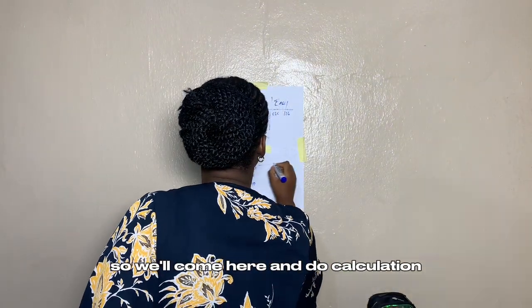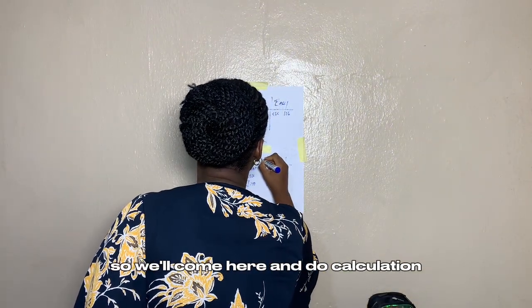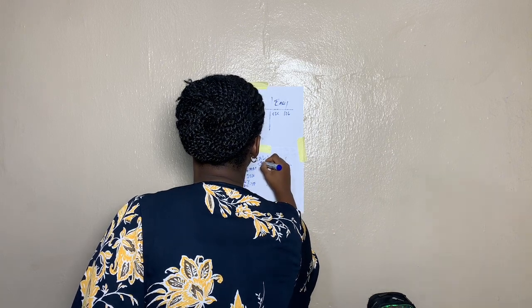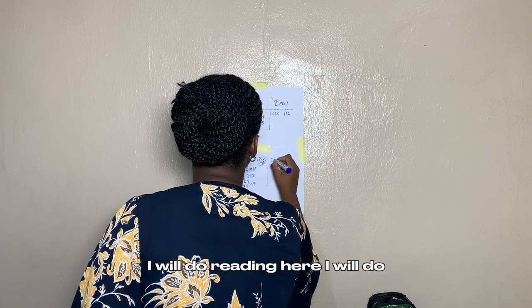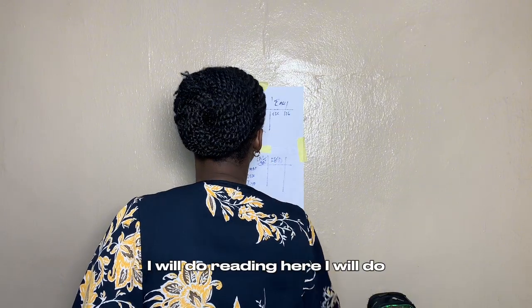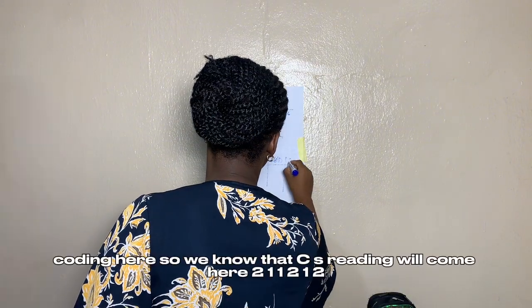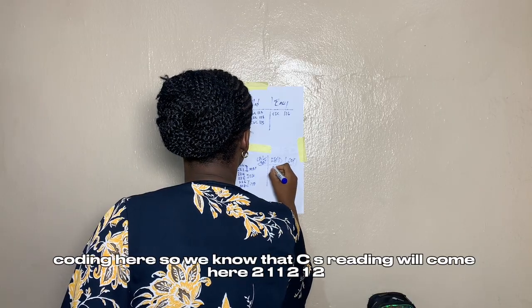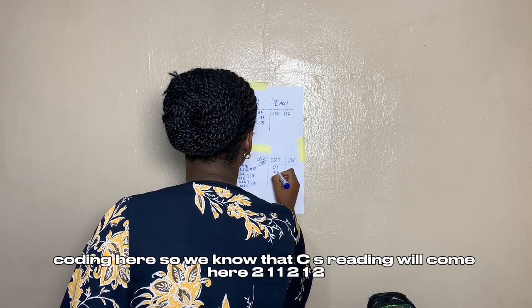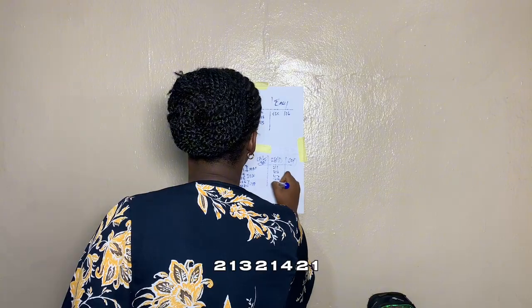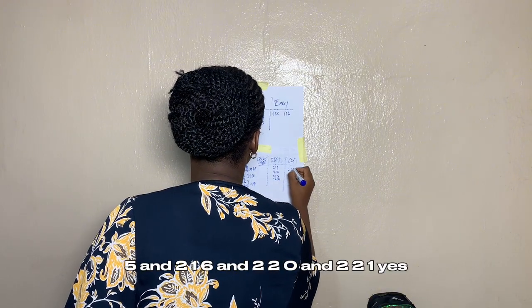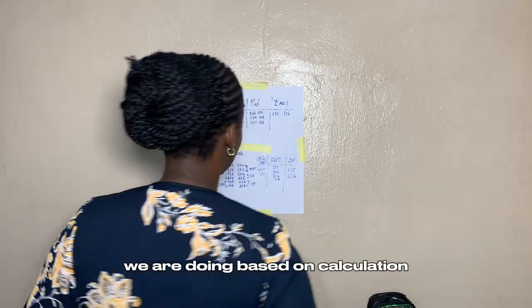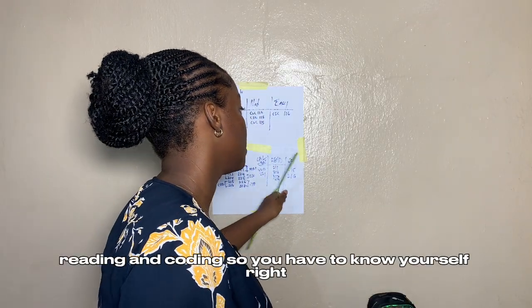So we'll come here and do calculation or math, and we'll do reading here, and we'll do coding here. So we know that the reading courses will come here: 211, 212, 213, 214. 215 and 216 will be here, and 220 and 221. We are doing this based on calculation, reading, and coding.